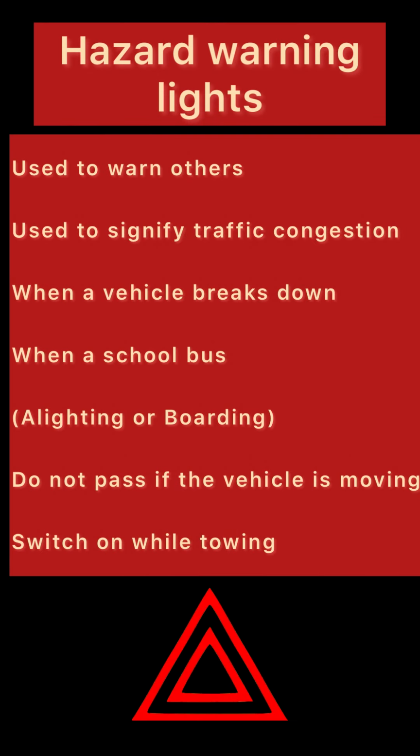Okay, let's look at some exam relevant theory content regarding lights. The first light is hazard warning lights. This is used to signify a danger. This is used to warn others. This is used to signify if there is traffic ahead. This is used when your vehicle breaks down. School buses generally use this as a warning if they are alighting or boarding children.